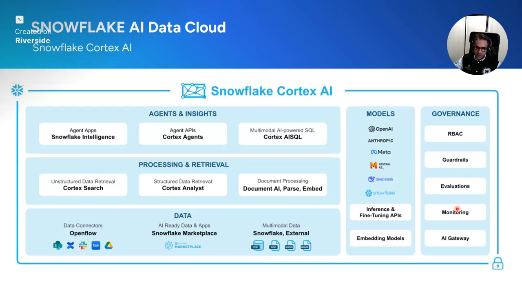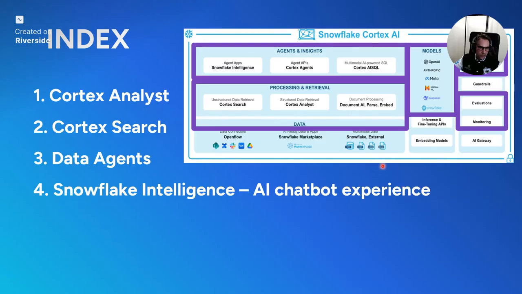And finally, the AI gateway that is in charge of retrieving and how to limit some specific functionalities about the length of the responses. Some specific information can be filtered using row access policies, etc. Okay, so we are going to see Cortex Analyst, Cortex Search, Data Agents, and Snowflake Intelligence.